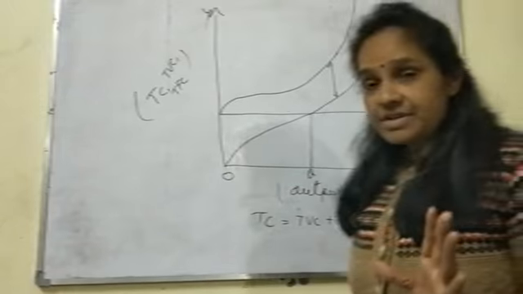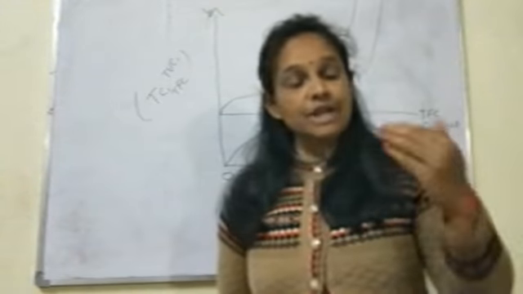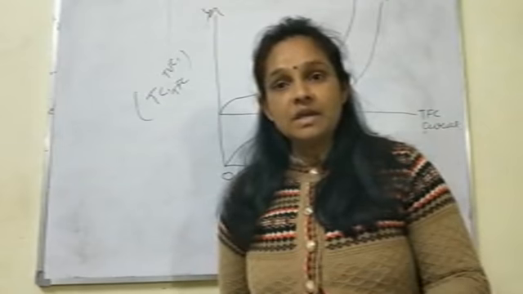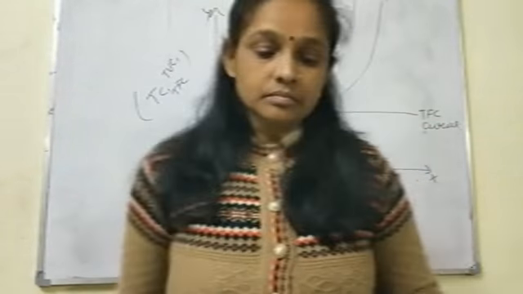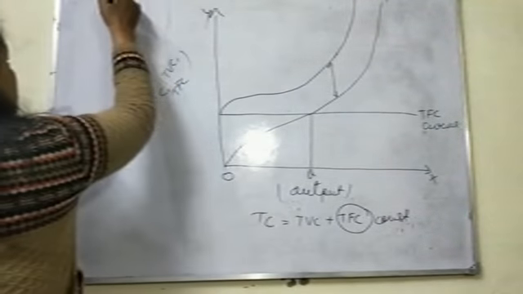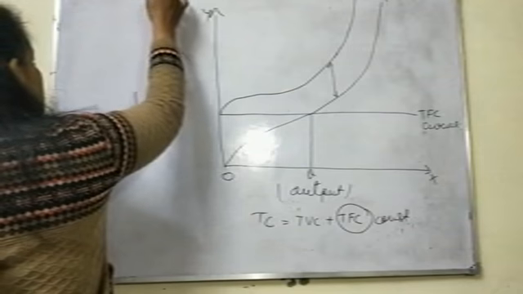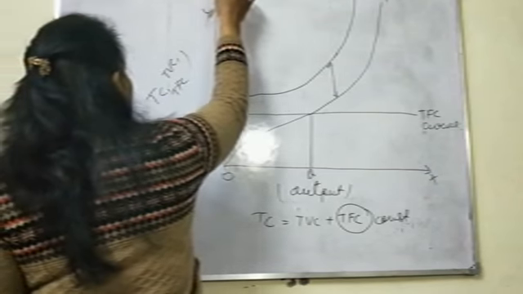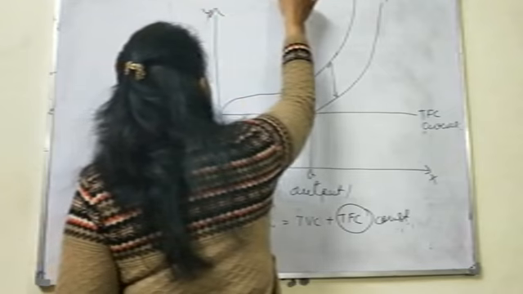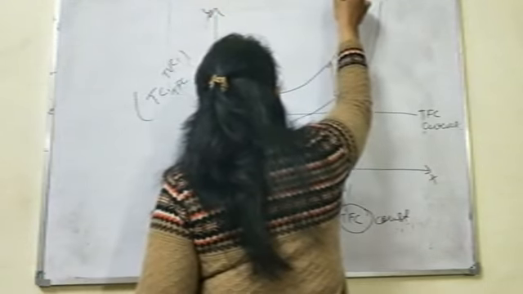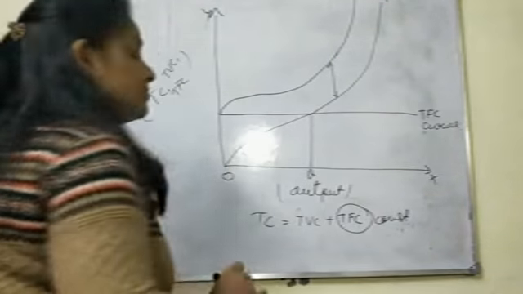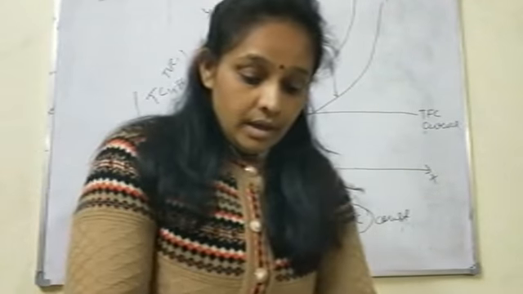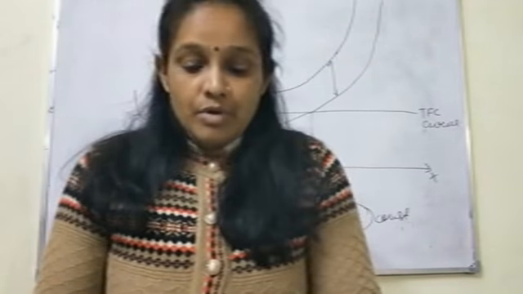Okay, so we have written the shape of the TC curve. Now below that you write the relationship between TC, TFC and TVC. Write it as the heading. If this question comes, then you will draw this diagram and then you will explain the relationship. Now, first relation, write number 1.